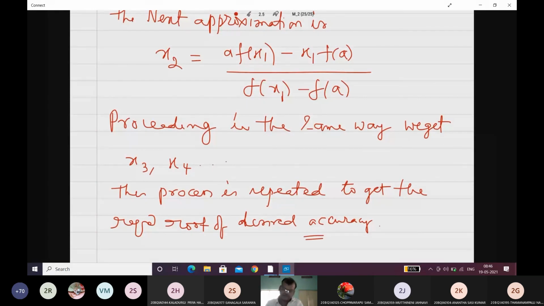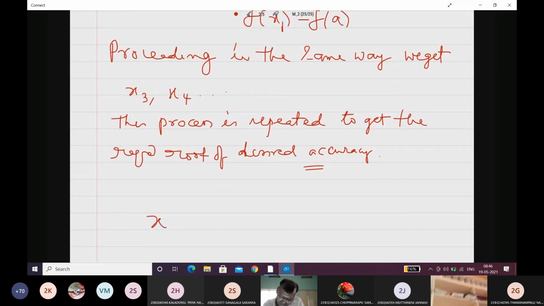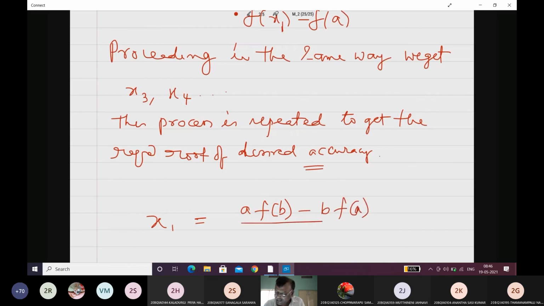This method is the regular falsi method. So in the regular falsi method, the first approximation x1 is equal to a into f of b minus b into f of a by f of b minus f of a. It is enough to remember this first. Sir, this is the regular falsi method.